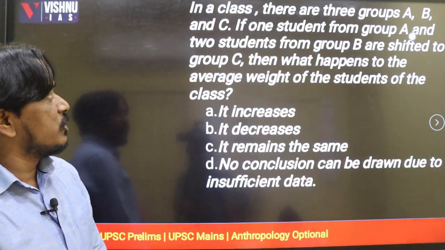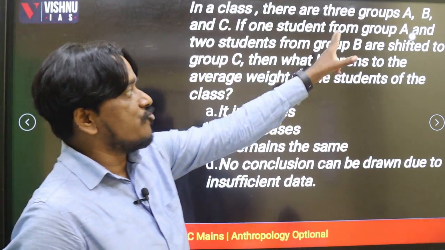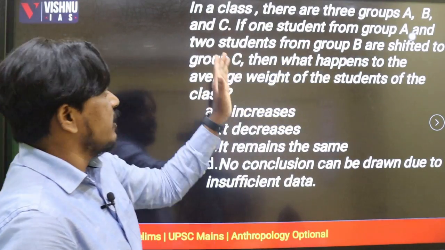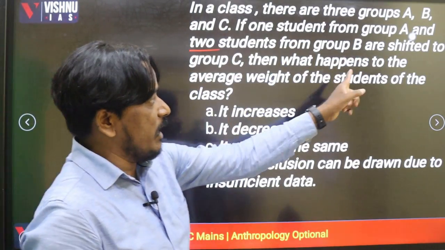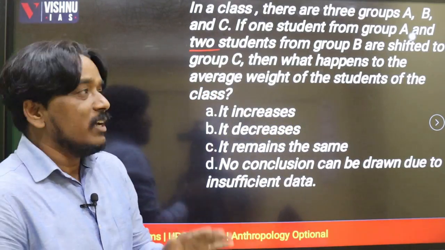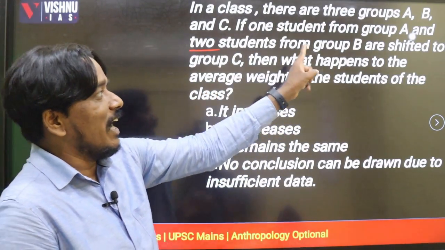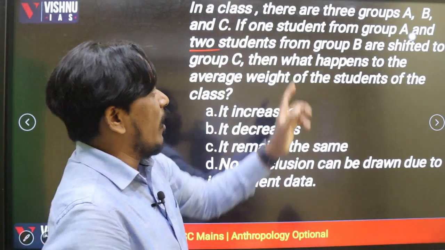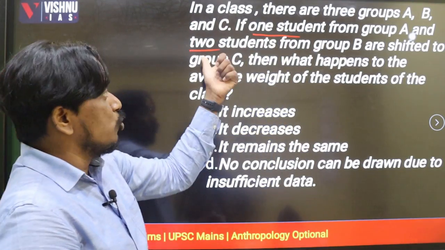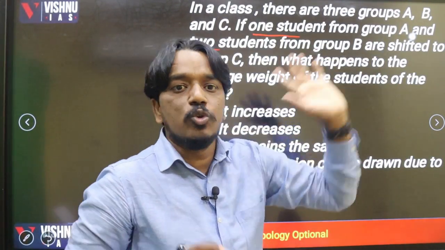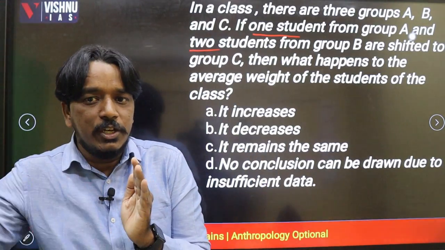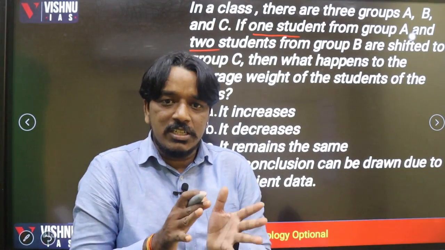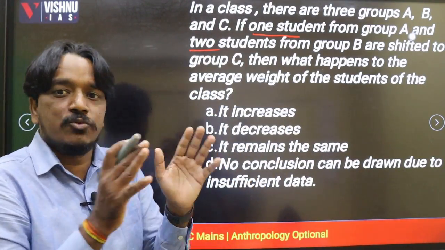Now let's take another question. In the class, there are three groups A, B and C. If one student from group A and two students from group B are shifted to group C. If we are talking about one class, three different groups are there. But observe very carefully what happens here. We are not getting any new student into the class, and no student is going out of the class, so the average or total weight, or whatever we are taking here, will not change.